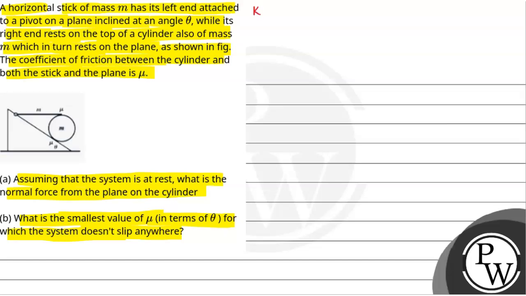First of all, we will see what the key concept used to solve this question is. The key concept will be frictional force, which is equal to mu into N, where N is the normal reaction. Now, to solve this question, we will first draw the free body diagram of this stick and the cylinder.